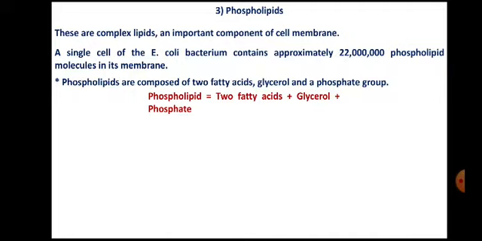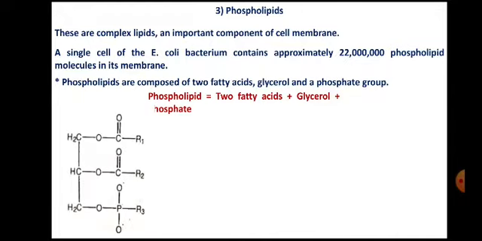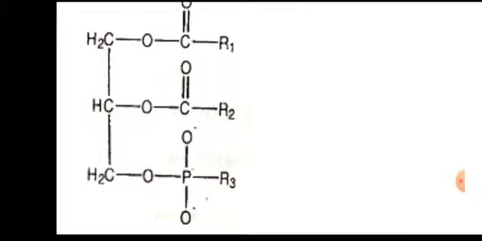They are composed of two fatty acids and glycerol. So these two fatty acids and glycerol is called diacylglycerol, which we have already seen in the last lecture. And to the third carbon of this glycerol, there is addition of phosphate group, and this phosphate group may be further bound to any functional group that we'll see in the next few slides. This is the general structure of phospholipid.